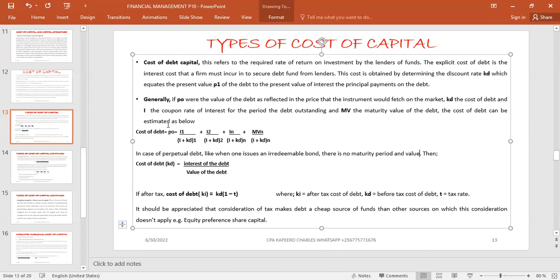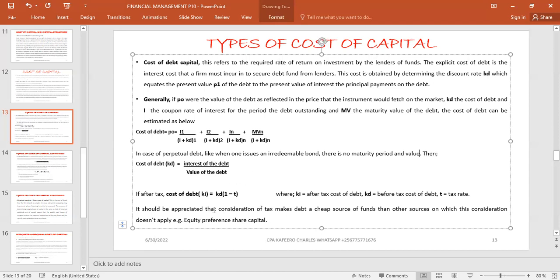This will be the interest. Then this Kd, we know how to compute it, is the interest over the maturity value, if we were given the maturity period. But if they issued an irredeemable bond, then we expect that it is not going to have a maturity period, and even the maturity value will not be there. Then we use this. This one is after tax.